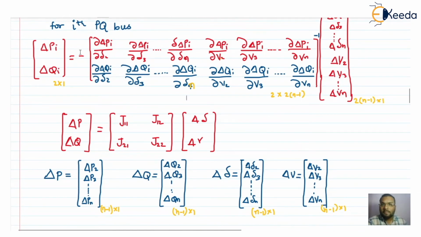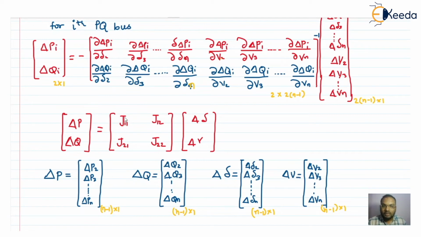So for this, let me make it further more simple. Delta P, change in the P or the difference in the P. How can we find it out? Scheduled value minus actual value. Scheduled reactive power minus actual reactive power. It is equal to, now this is the Jacobian matrix.